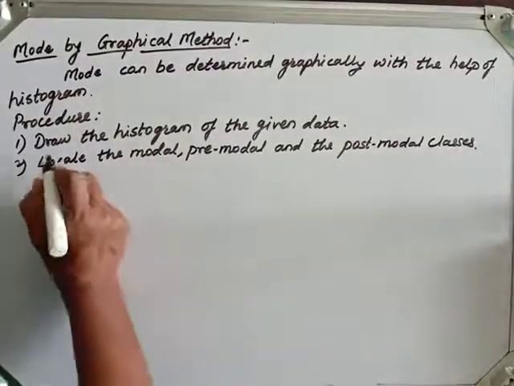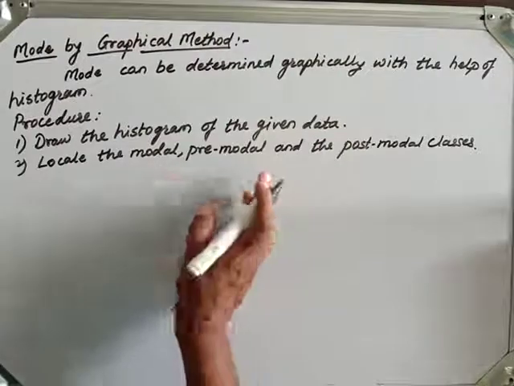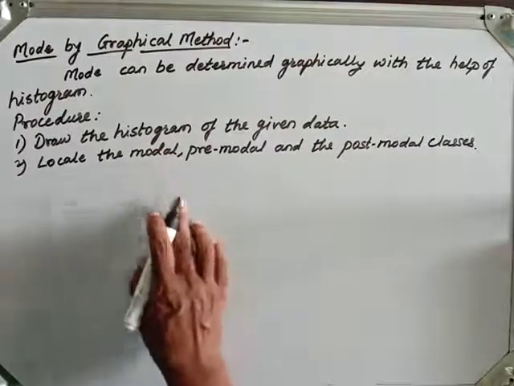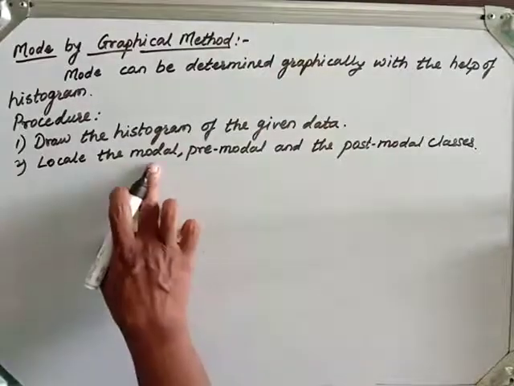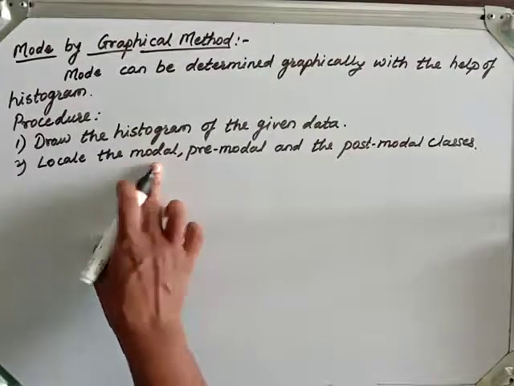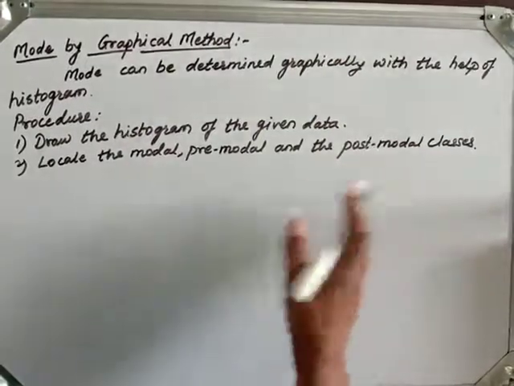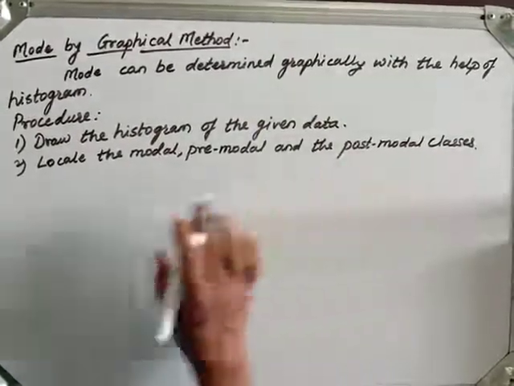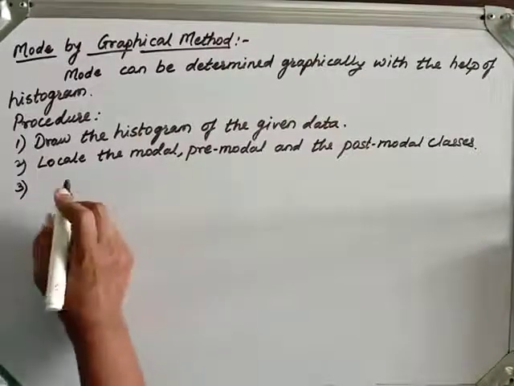You know, the modal class is the class with maximum frequency. Pre-modal is just before that. So in the histogram, the highest bar will be the bar for the modal class. Its previous bar will be the pre-modal class, and the next one will be the post-modal class. We will see that with one example also.